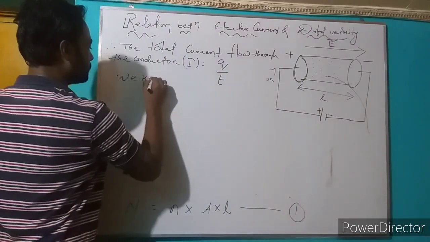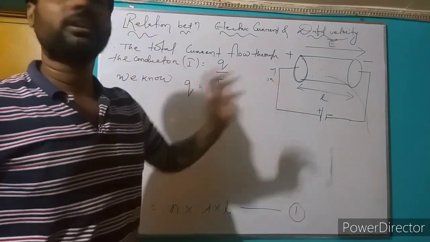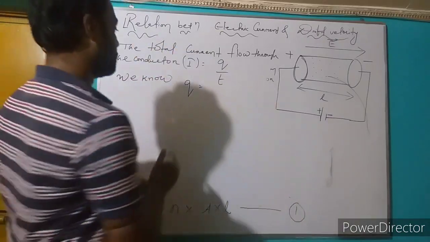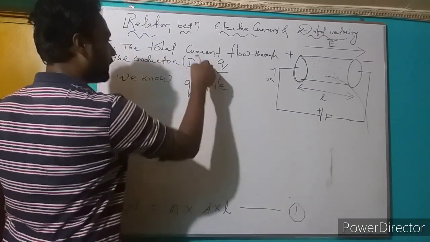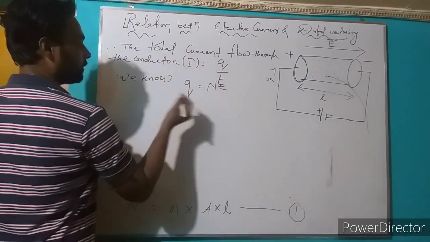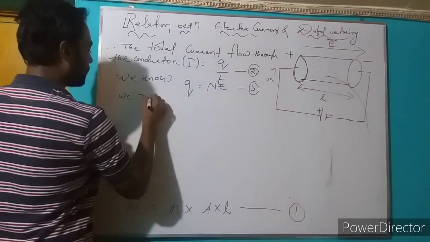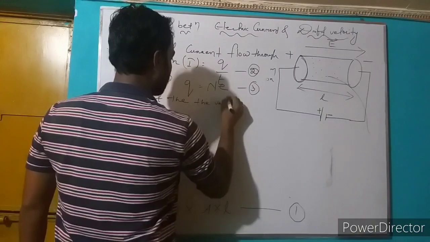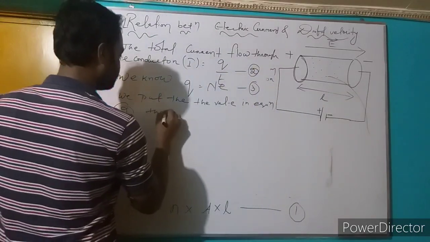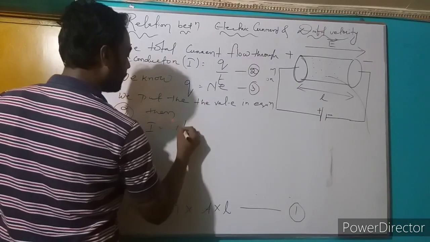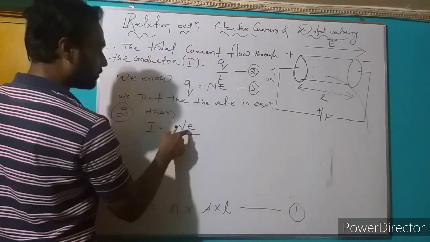We know the total charge equals what? We know the formula, charge equals N into E, where N is the number of electrons and E is the charge of an electron. Clear? So if you put the value in the given equation, then what will happen? That is equation 1, that is equation 2 and that is equation 3. We put the value in equation 2, then I equals Q, meaning N into E divided by T. N is the number of electrons inside the conductor, E is the charge of an electron, divided by time.